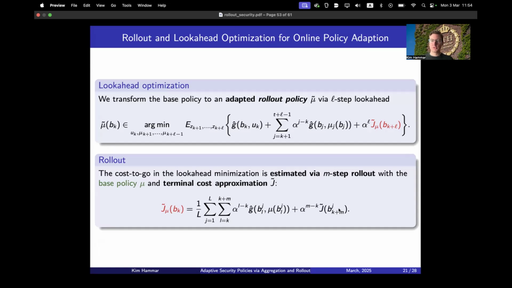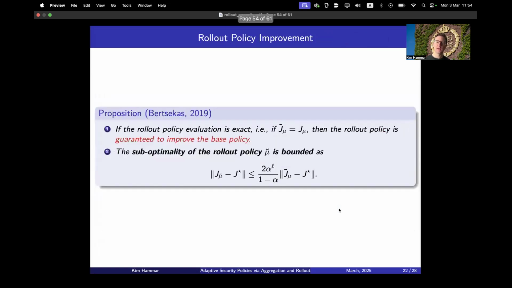Now, the benefit of doing all of these extra calculations online is that the policy that we obtain, the rollout policy, mu tilde, is guaranteed to improve the base policy under general conditions. And moreover, its suboptimality can be bounded by the following inequality, which is very well known.